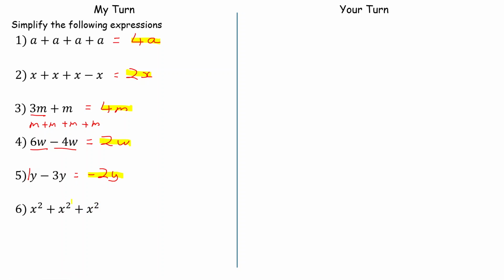Question 6, this one, the variable this time is x squared. You've got x squared, add x squared, add x squared.